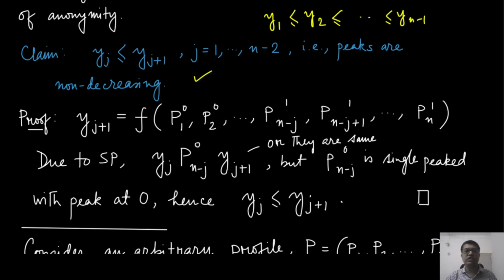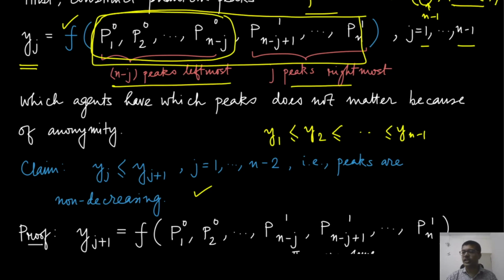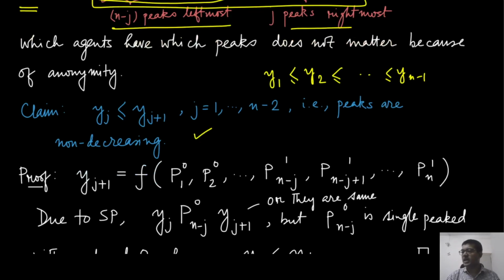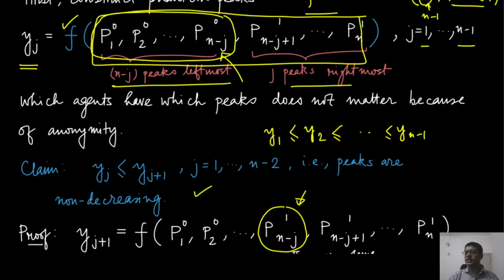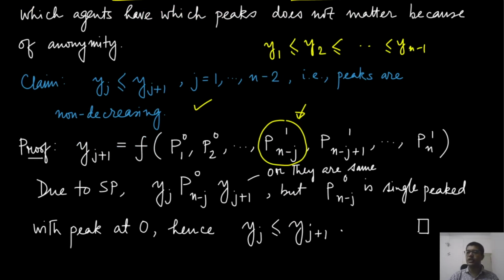So we have already defined y_j. So what is y_{j+1}? Essentially we have moved one agent: this agent now has the peak at the rightmost position, whereas in the earlier y_j this agent had the peak at the leftmost position. That is the only change that has happened in y_{j+1}. For all other players, the peaks are as before.